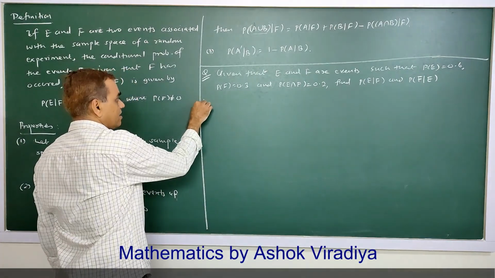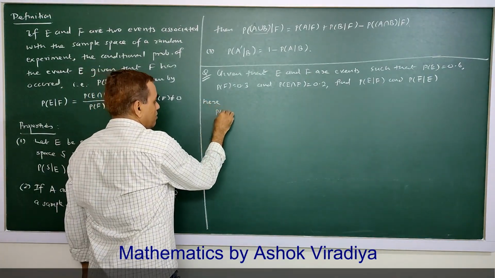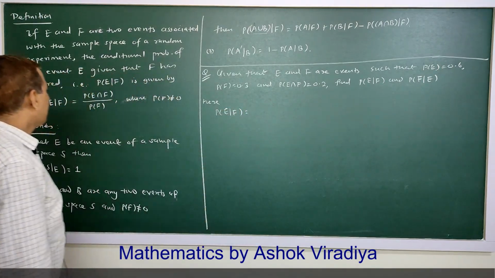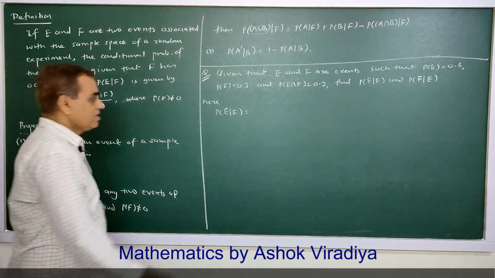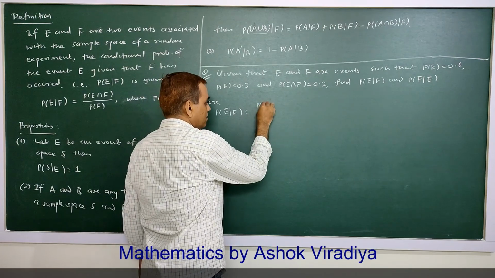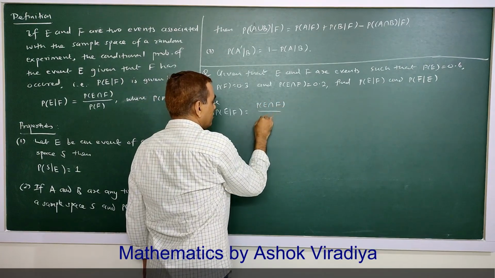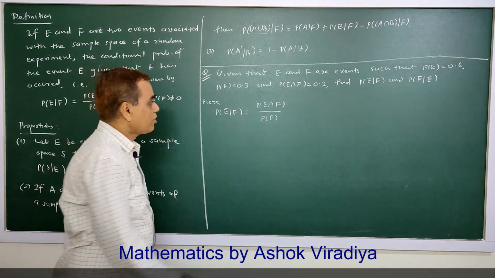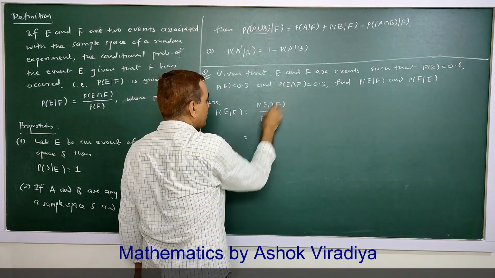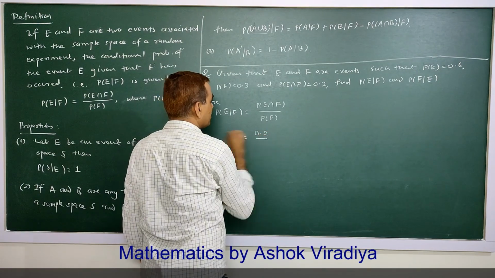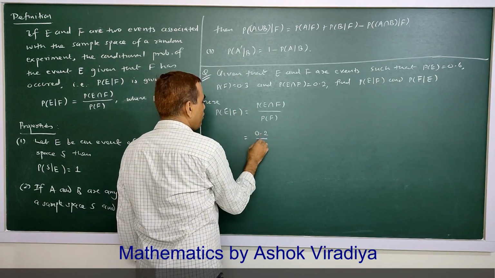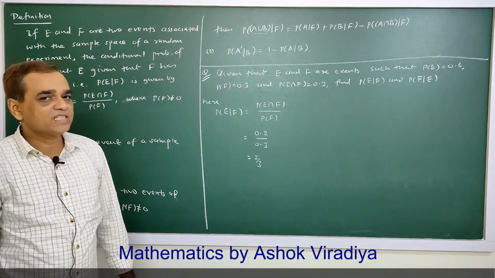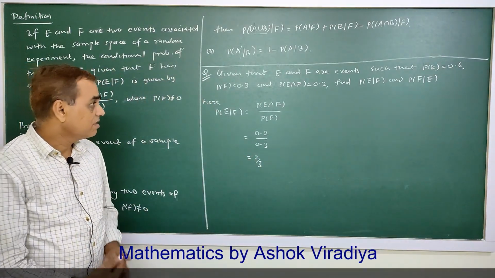So first of all, the probability of E given F. We use this formula: P of E intersection F upon P of F. Now the probability of E intersection F is given, it is 0.2, upon the probability of F, which is 0.3. So this is 2 by 3 or 0.666.